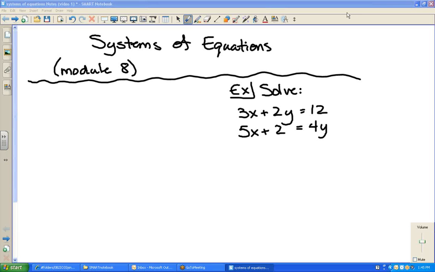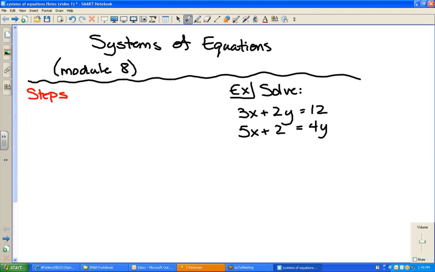Is solving system equations. We've got an example set up, and we're going to give you the steps for how to do this, and then we're going to go through a couple other videos where we're doing examples. So the problem that we have is we have to solve 3x plus 2y equals 12, and 5x plus 2 equals 4y. There's a whole bunch of ways we can solve these, but we're just going to solve them one way that works in all cases, and that's what we're going to do.